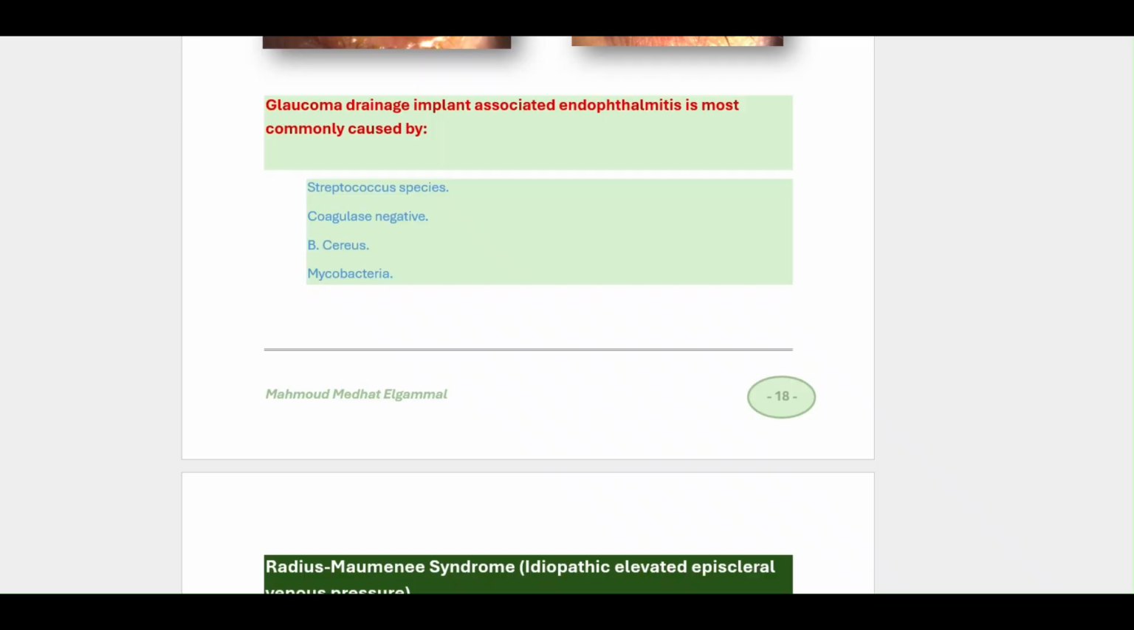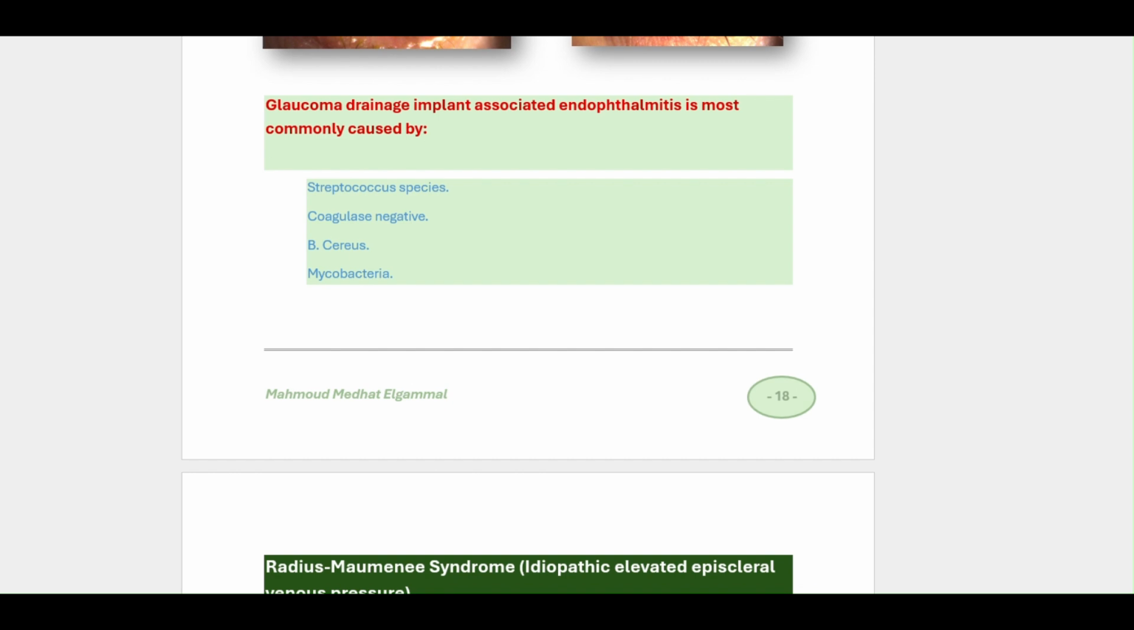Important MCQ question to study. Glaucoma drainage implant associated endophthalmitis is most commonly caused by strep species, coagulase negative species, Bacillus cereus, or mycobacteria. We studied a similar question before about a gentleman who had glaucoma drainage surgery, subscleral trabeculectomy, and he developed inflammation inside the eye around 2 or 3 months post-op. So this was late blebitis endophthalmitis, and we discussed the microbiology at this time.